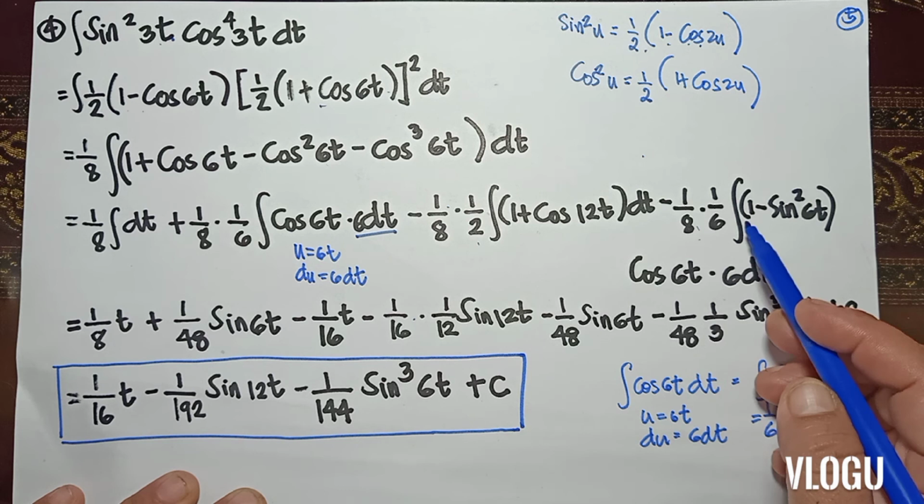So u is equal to cosine 2w, du is your derivative of u. U is equal to cosine 2w. Du is equal to negative sine 2w. Derivative of 2w, that is negative 2. So you will have negative 2 dw. Okay. So this is now your du.